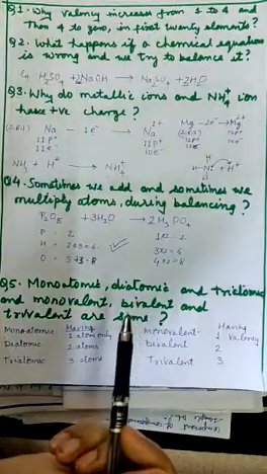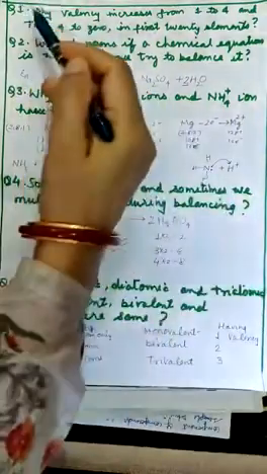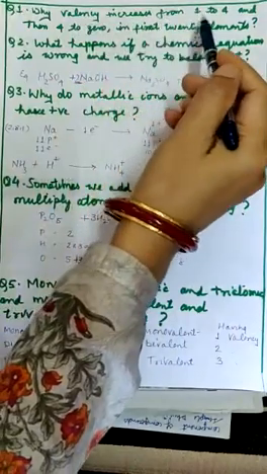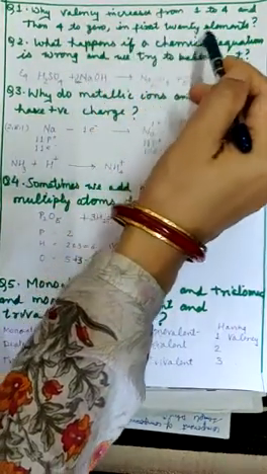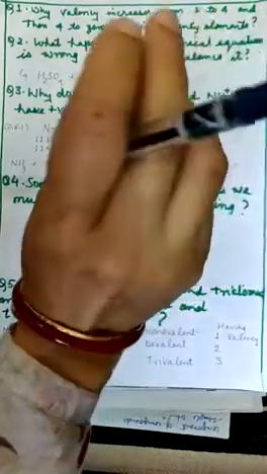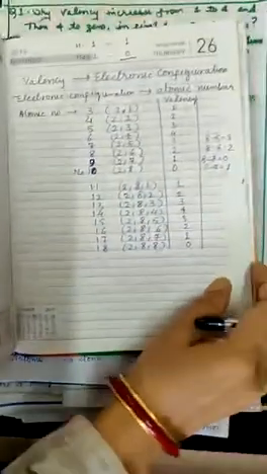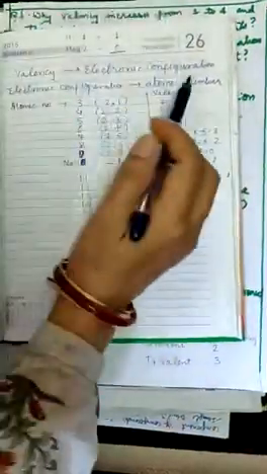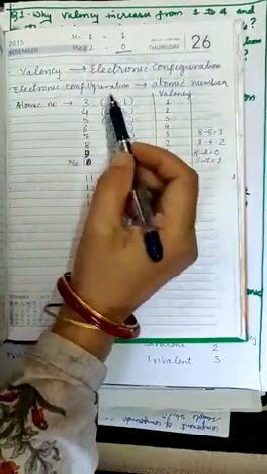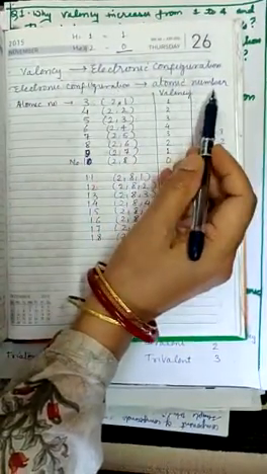Dear students, now some more doubts of yours. First, why does valency increase from 1 to 4 and then from 4 to 0 for the first 20 elements? The answer lies in their electronic configuration. Valency depends on the electronic configuration of an element, and electronic configuration depends on atomic number.